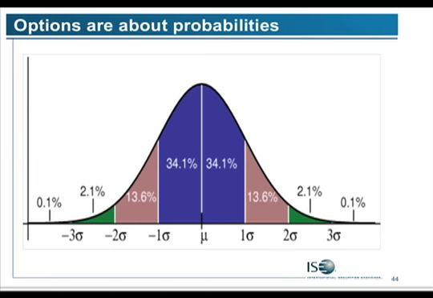Options are about probabilities. So the most likely place for an exchange rate is where it is today. That's based on theory. More than likely, the exchange rates are going to move a bit. But according to theory, we're going to stay right where we are. So we might not agree with that.